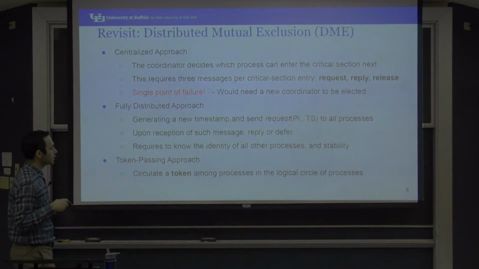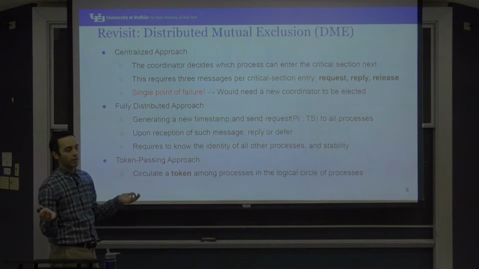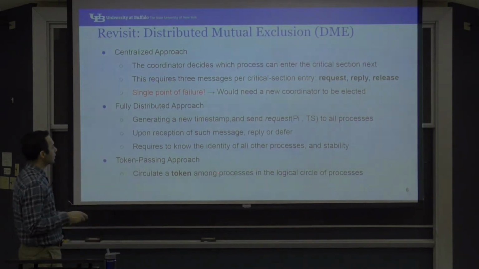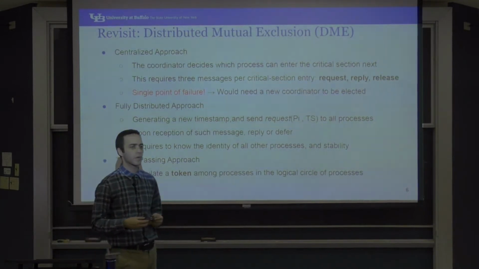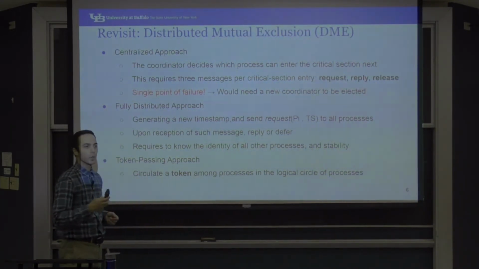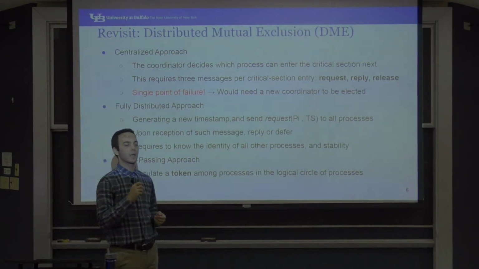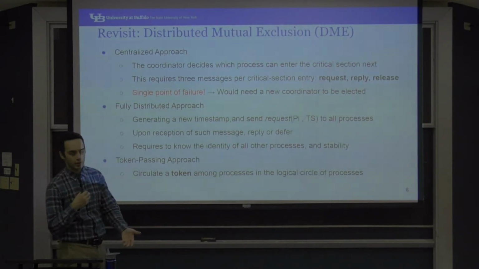And so in this case, you have to know the identity of all the other processes to be able to send it to everyone. Then the other approach is the token passing approach. We talked about an example, like a microphone that you pass on. Whoever has the microphone gets to speak, right? Or in this case, gets to enter the critical section.